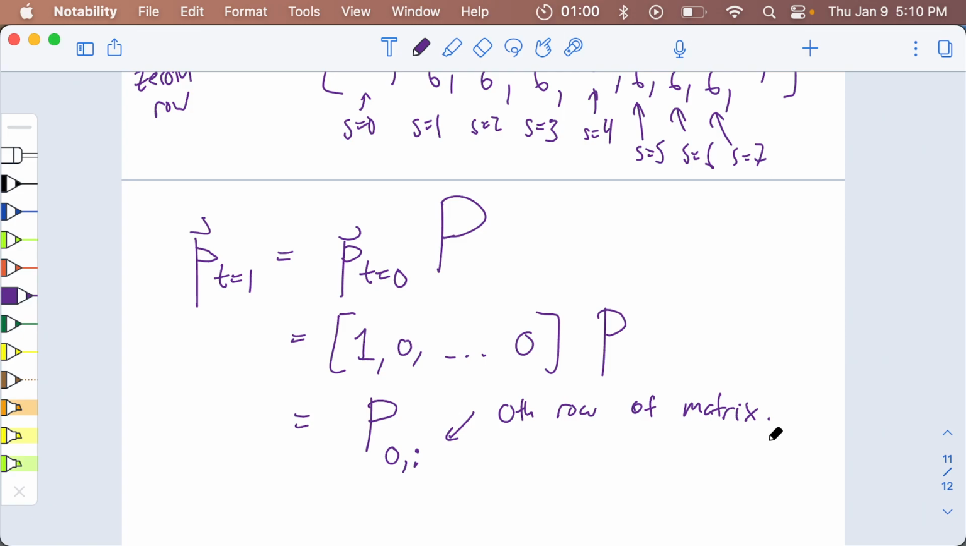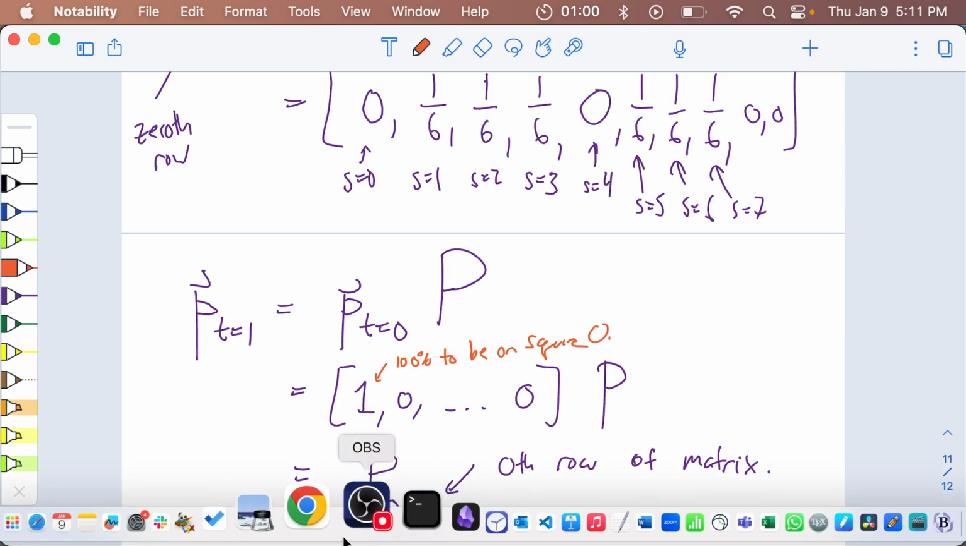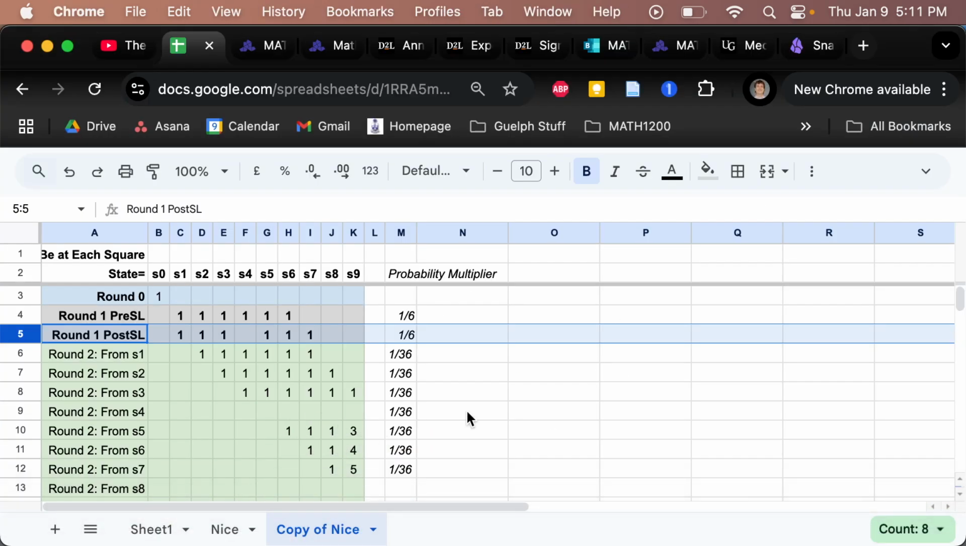And that's what we did. Okay, so this all gels with what we've been doing so far. This 1 meant there was a 100% chance to be on square 0 when you started the game. And so what I'm trying to show you is that what we did in Excel in this first little line was matrix multiplication that only involved the first row. When we did the second part in green, it involved all the rows, and we can write down what the rest of the rows are.